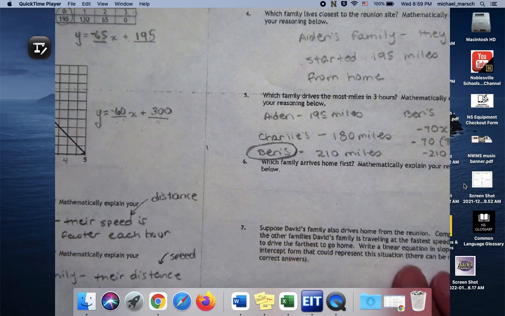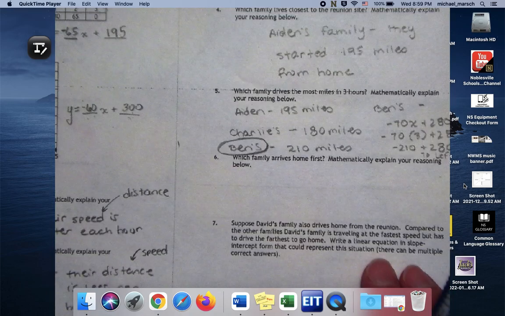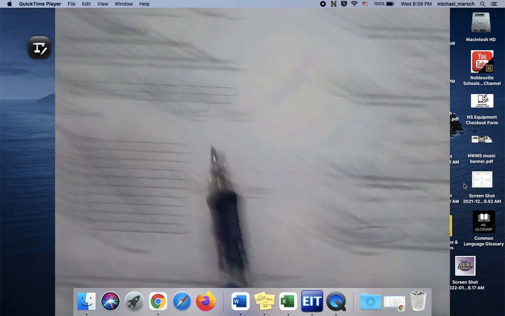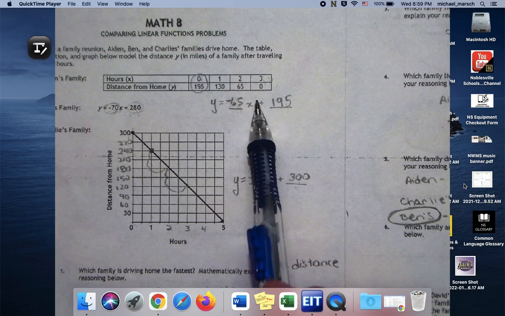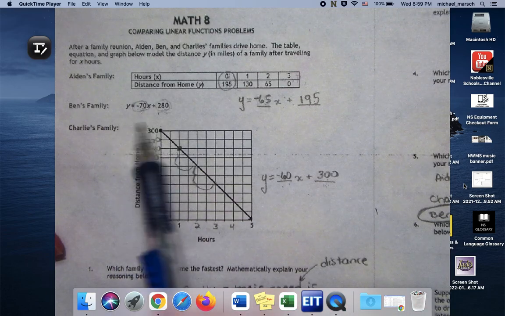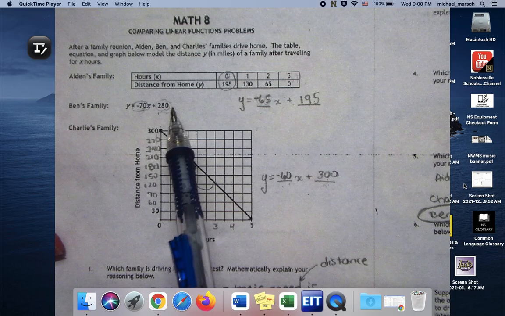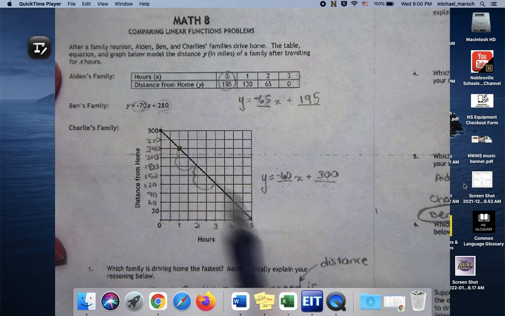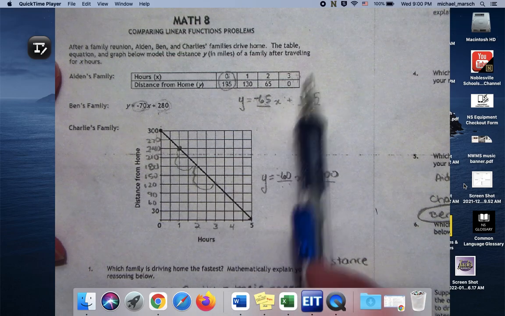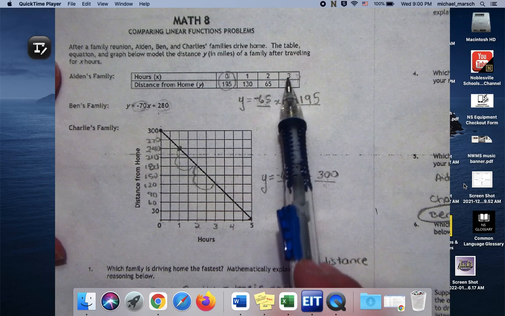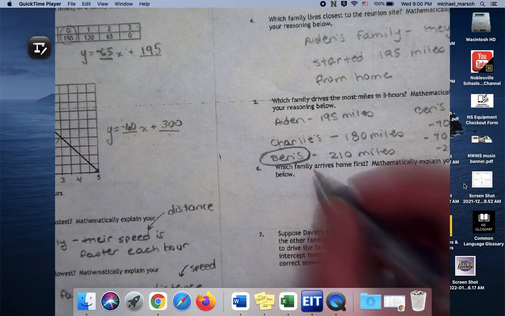Which family arrives home first? Okay, this is a tricky one because you don't have to be going the fastest to arrive home first, right? So we already know that Aiden's family was done in 3 hours. We know that Ben's family still had 70 miles to go after 3 hours. And we know that Charlie's family still had 120 miles left to go. So even though this family is not driving necessarily the fastest, they didn't have as far to go. So which family arrives home first?